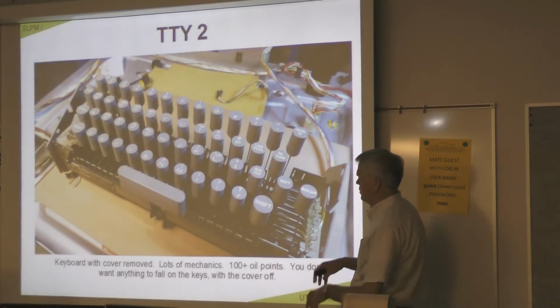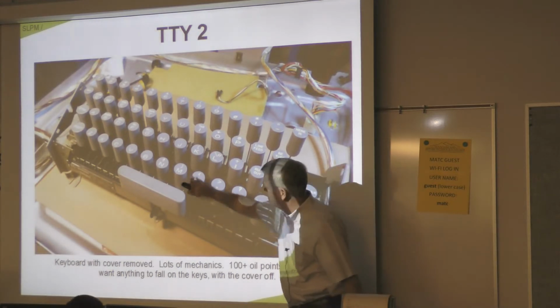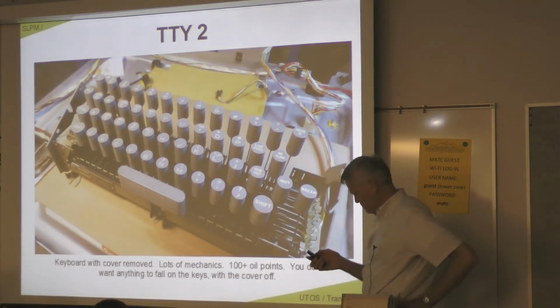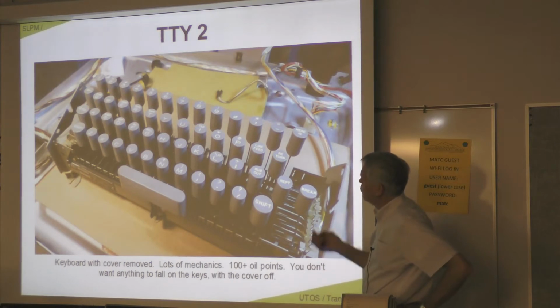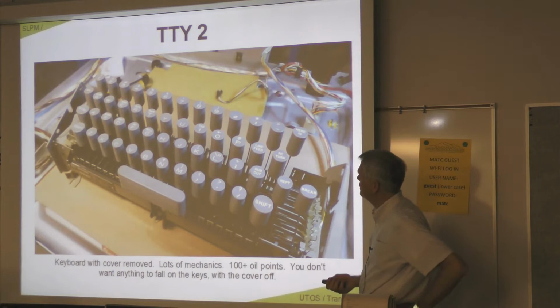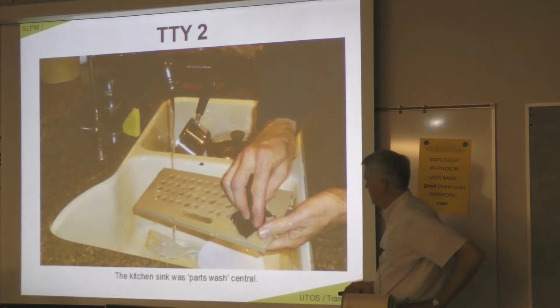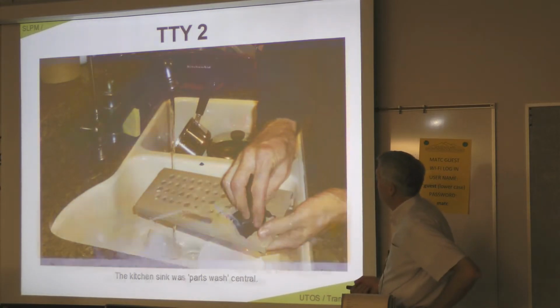Here's the keyboard with the cover off, and you can see how mechanical it is, and each one of these has an oiling point. You don't want to drop anything on the keyboard when you have the cover off. It's really hard to line up all these keys again. And most of the parts were washed in the kitchen sink. That was Wash Part Central.